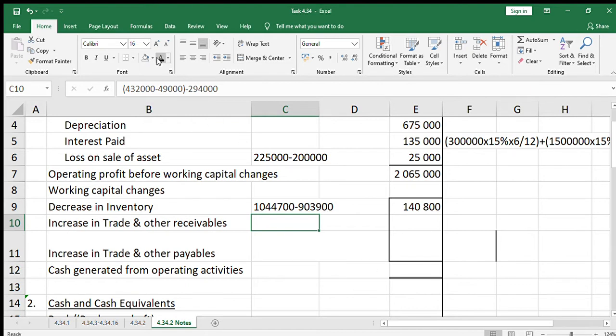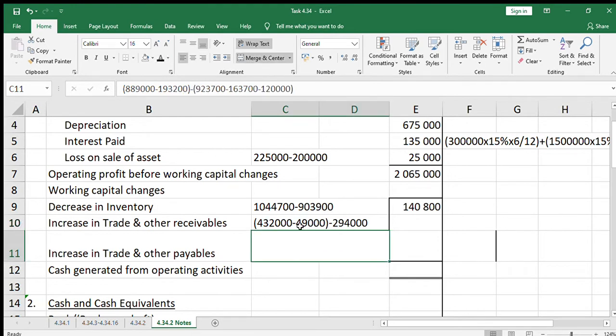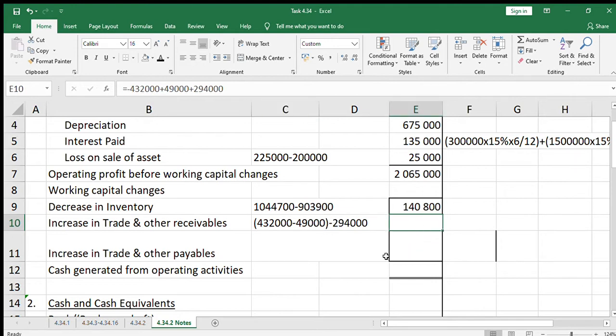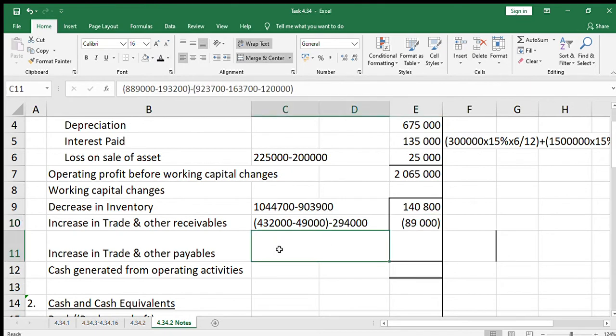So we're going to take the 432,000 from the balance sheet minus the 49,000 SARS amount, and then compare that difference to the previous year of 294,000. Okay, so if this is an increase in receivables, that means our answer needs to go in brackets, so 89,000. The next thing we have is the payables.